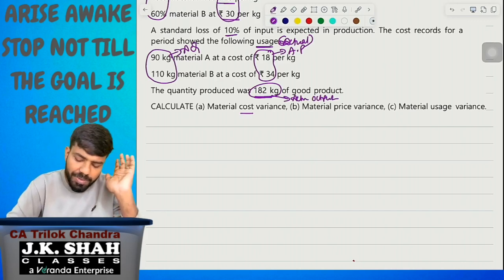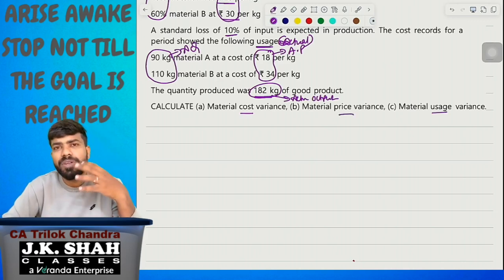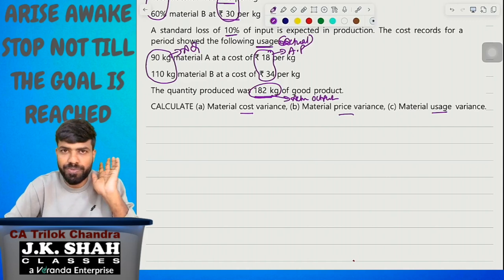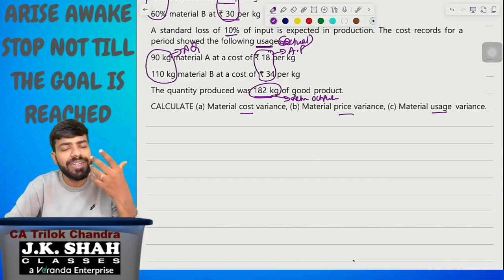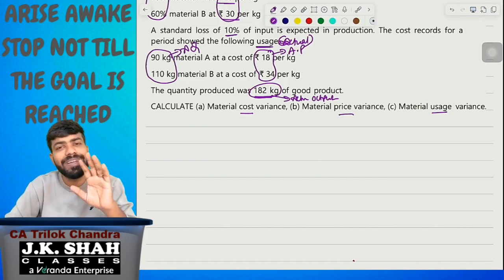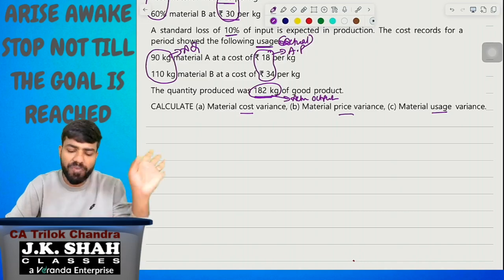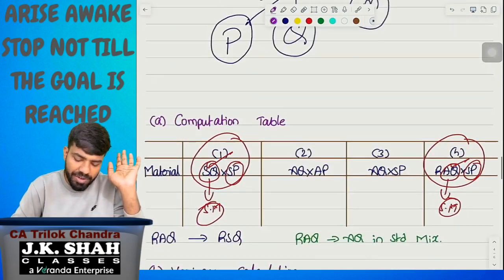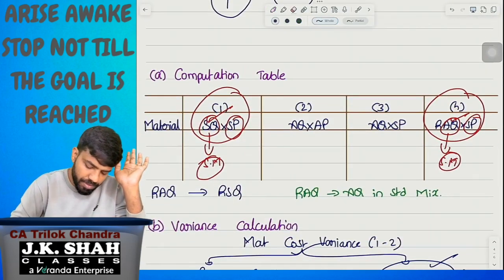They are asking for the cost, price, and usage variances, but we are going to calculate the mix and yield variances also, just for reference sake, to get the idea about that. Let us go by our format. Let us take our format and work according to that.